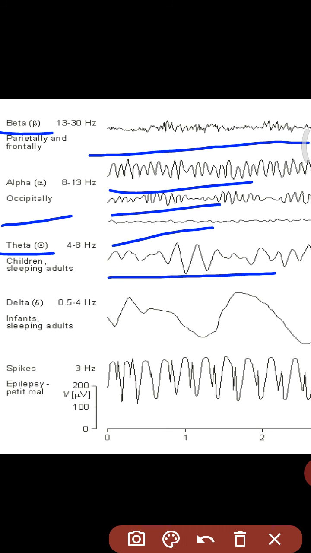And delta frequency 0.5 to 4 hertz, infant sleeping and adult sleeping, so your output waveform will look like that. And the last one is spikes and epilepsy. Sometimes children as well as adults above 50 years are walking some long distance, like 4 or 5 kilometers, and suddenly they fall down onto the ground. At that time you need to generate the spikes frequency. So these are the five different frequencies generated from the human scalp as well as from diseases.